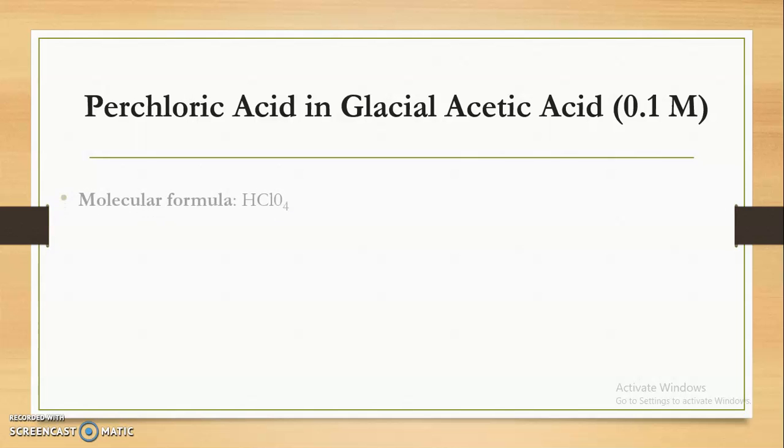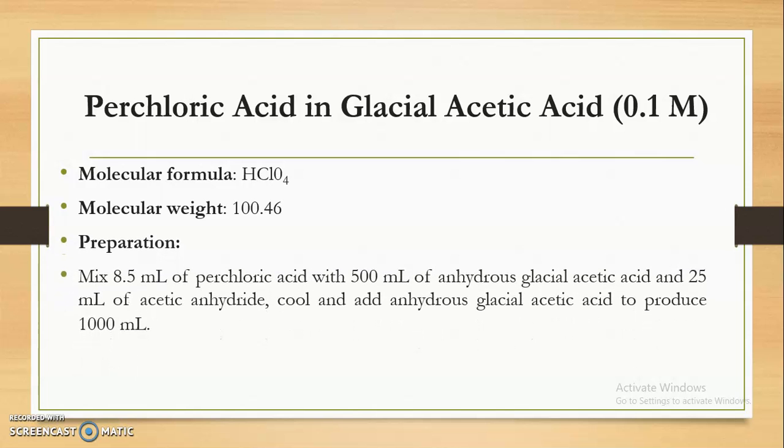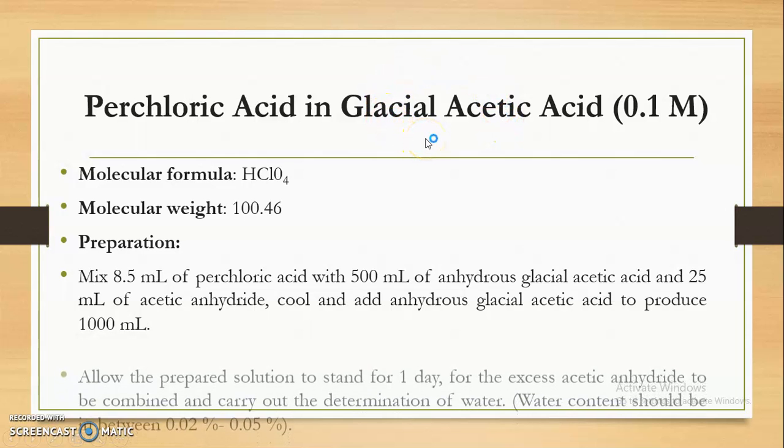Then perchloric acid in glacial acetic acid solution. Molecular formula of perchloric acid is HClO4. Molecular weight is 100.46. For preparation of 0.1 molar perchloric acid in glacial acetic acid, we have to mix 8.5 ml of perchloric acid with 500 ml of anhydrous glacial acetic acid and 25 ml of acetic anhydride. Cool and add anhydrous glacial acetic acid up to 1000 ml. Here you can remember, instead of using water, we are going to use glacial acetic acid.